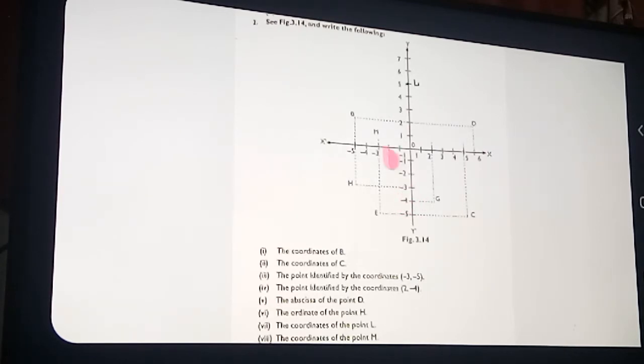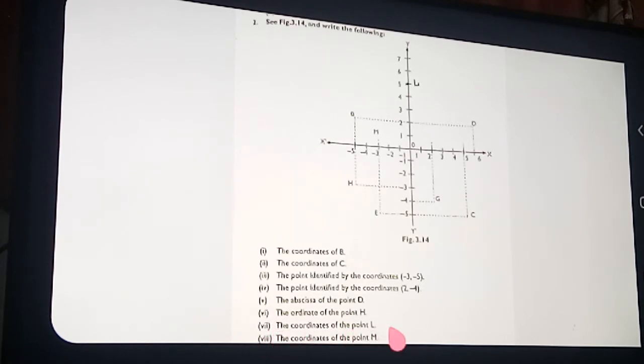Therefore, what will we write? Answer, write down. Question number 6, answer: the ordinate of the point H is -3. The ordinate of the point H is how much? -3. Clear? Okay. Now, question number 7.